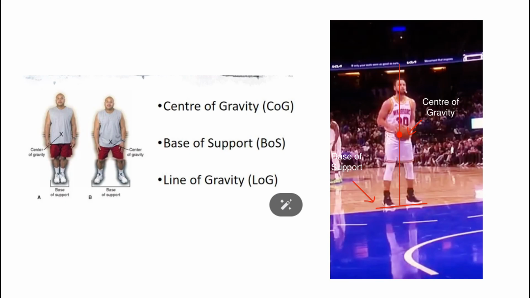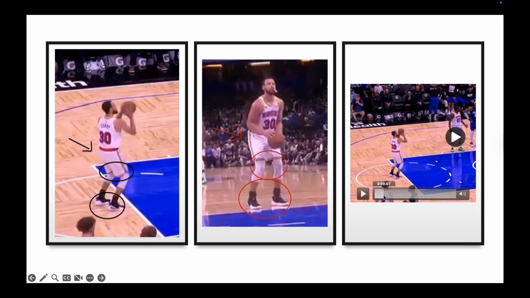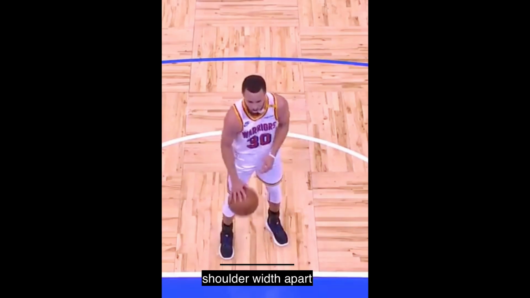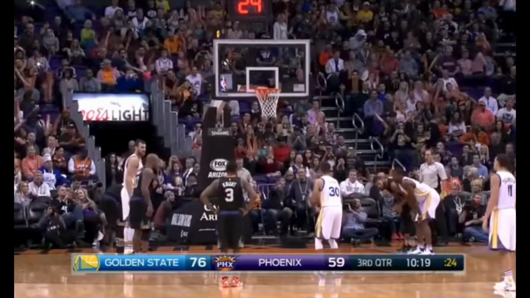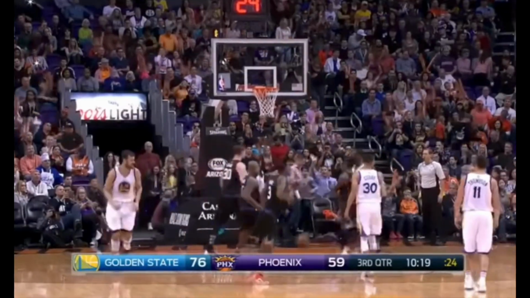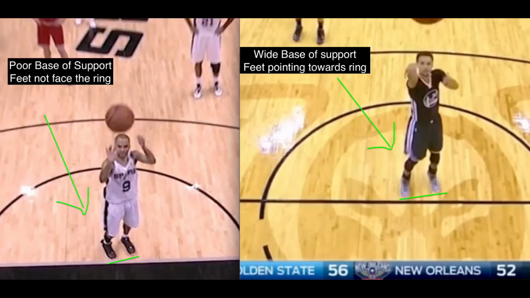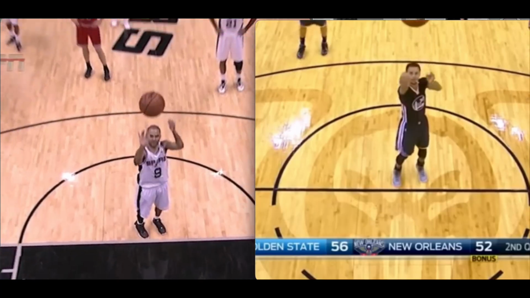A key factor influencing equilibrium is the centre of gravity, which is the point where the body's mass is evenly distributed. Steph lowers his centre of gravity by flexing his ankles, knees, and hips, which increases stability. His feet are positioned approximately shoulder width apart, creating a stable base of support, with one foot slightly in front of the other and both feet pointing directly at the ring. This stance improves balance, allowing him to have more control. This stability is important as it allows force to be applied effectively in the correct direction. If his balance was unstable, force would be lost, reducing both accuracy and consistency.